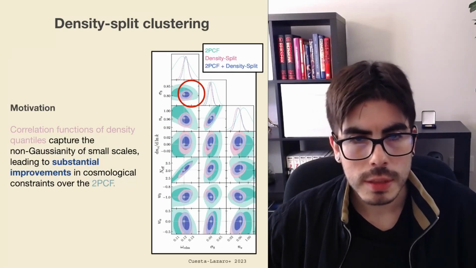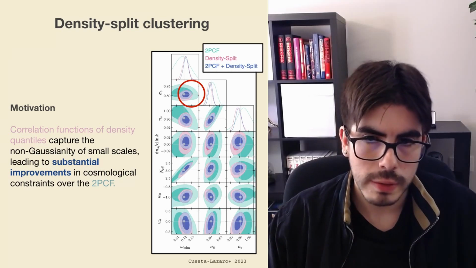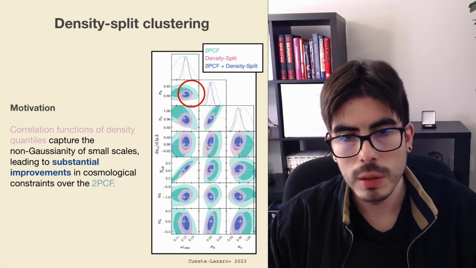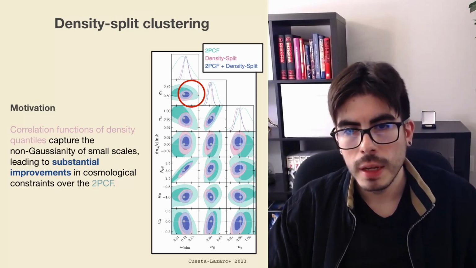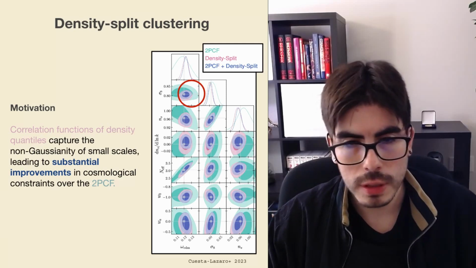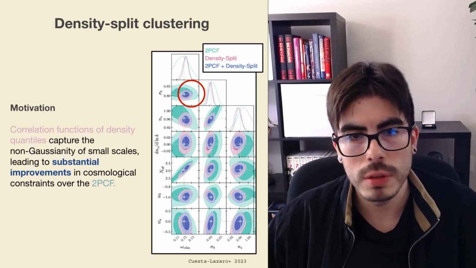But the idea is that by probing each environment separately, we gain sensitivity to non-Gaussian features of the galaxy density field, especially on small scales. And in previous work, we have shown that this can lead to substantial improvements in cosmological constraints compared to the standard 2-point clustering analysis.